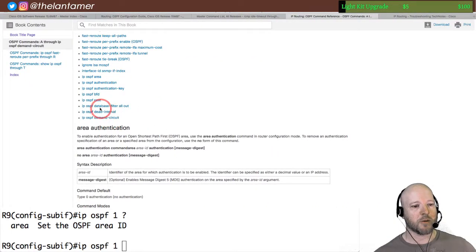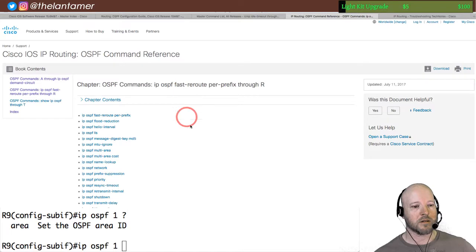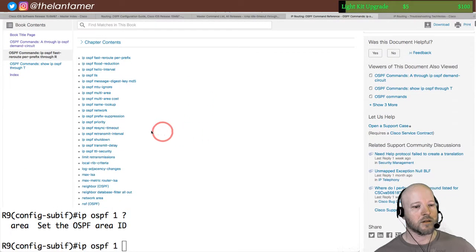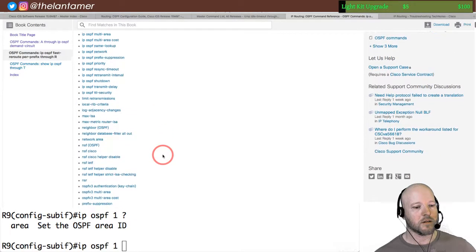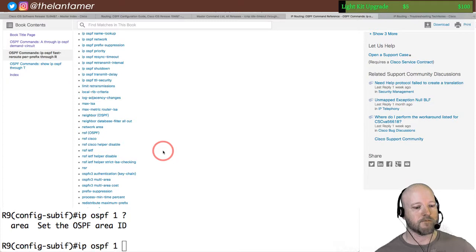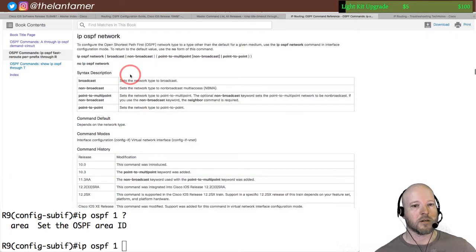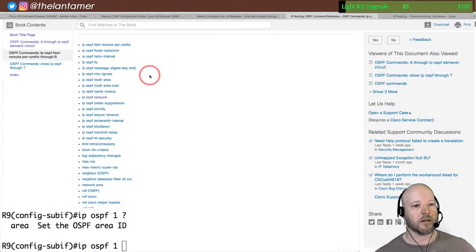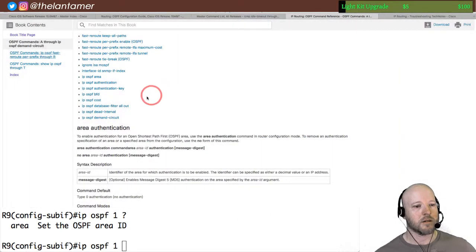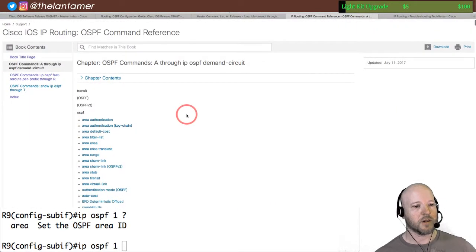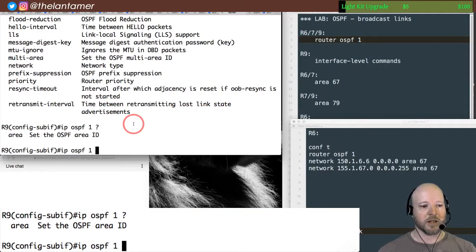So is that under P for process? No, we've got priority. I don't see a way to learn this. So basically we have to rely on the command line here. I'm sure this is in the config guide. I just wanted to see it in the command reference.